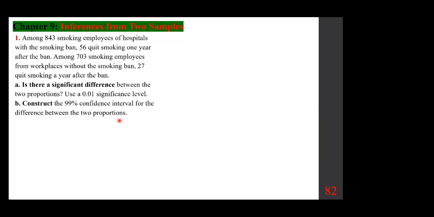Right, so let's write the given again. We cut them into 2 pieces, 2 groups. We call them N sub 1 and X sub 1. So 843, X sub 1 is 56. The second group, N sub 2, 703, X sub 2 is 27, and alpha is 0.01. Is there a significant difference between the 2 proportions? So we have the given.